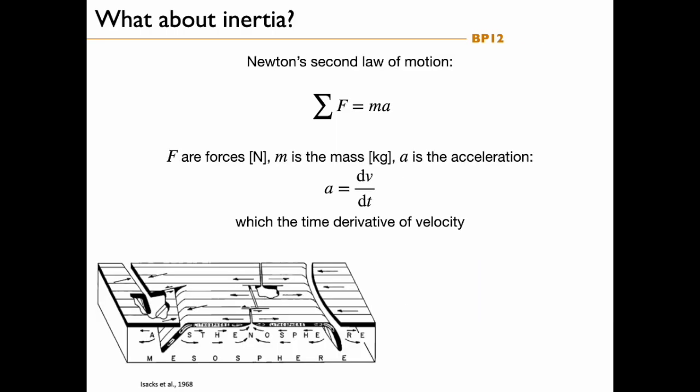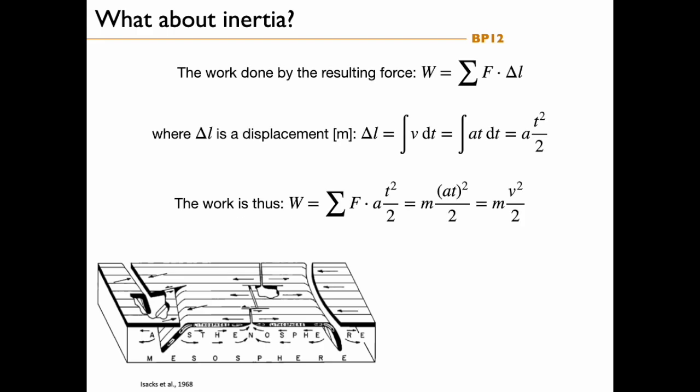So let's start with Newton's second law of motion. You have here the sum of the forces, or the resulting force, is equal to mass times acceleration. Forces are in units of Newton, mass is in kilograms, and a is the acceleration, so it's the time derivative of the velocity. Now, let's ask the question, what about inertial forces? One can estimate the role of inertial forces for geodynamic motions.